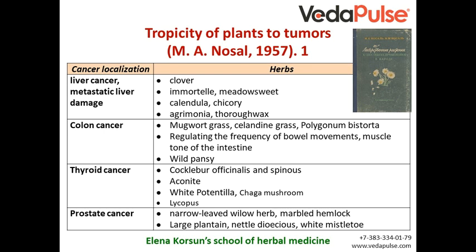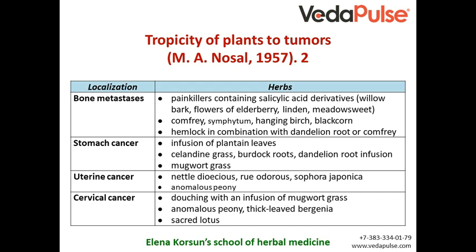For those able to buy books in Russian and read them, we recommend the book of Dr. Barnaulov, Detoxifying Herbal Therapy. It describes lists or compositions for patients undergoing chemotherapy, radiotherapy, for breast cancer, for liver cancer, and so on. And here is the continuation of the work made by Mikhail Nazal. The plants for bone metastasis, such as comfrey, symphytum, the herbs for stomach cancer, such as celandine grass, burdock, dandelion, mugwort, and so on, uterine cancer, nettle, sophora, for example, and for cervical cancer, peony, thick-leaved Virginia, sacred lotus, and so on.